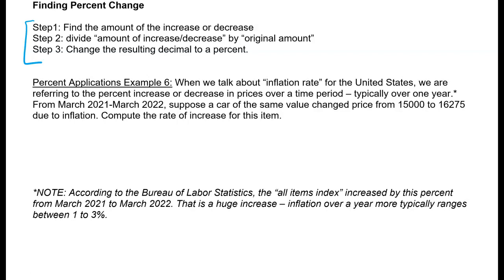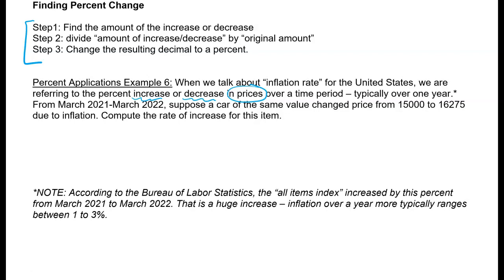So when we talk about inflation rate for the United States, we're referring to the percent increase or decrease in the prices over a time period, typically over a year. And so we're going to look from March 2021 to 2022, which we all know prices really increased during that time. So suppose a car of the same value changed price from $15,000 to $16,275 due to inflation. Compute the rate of increase for this item.